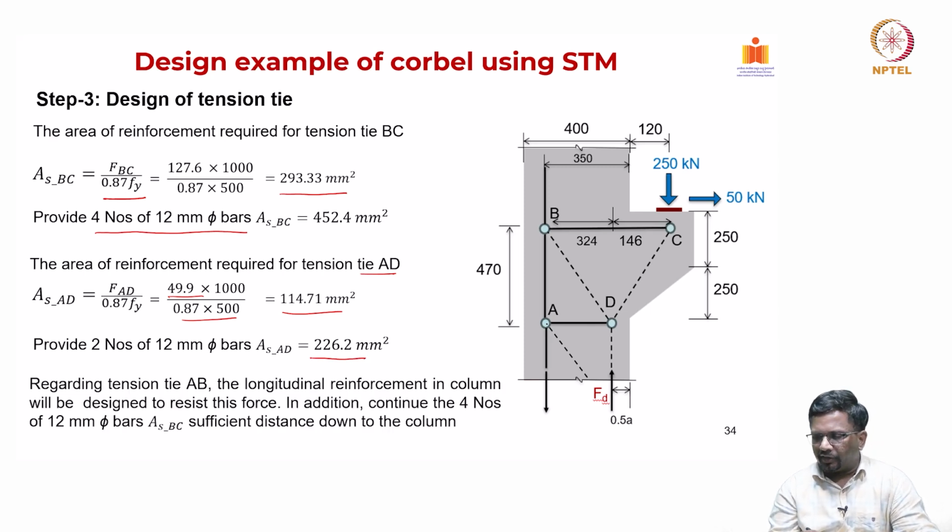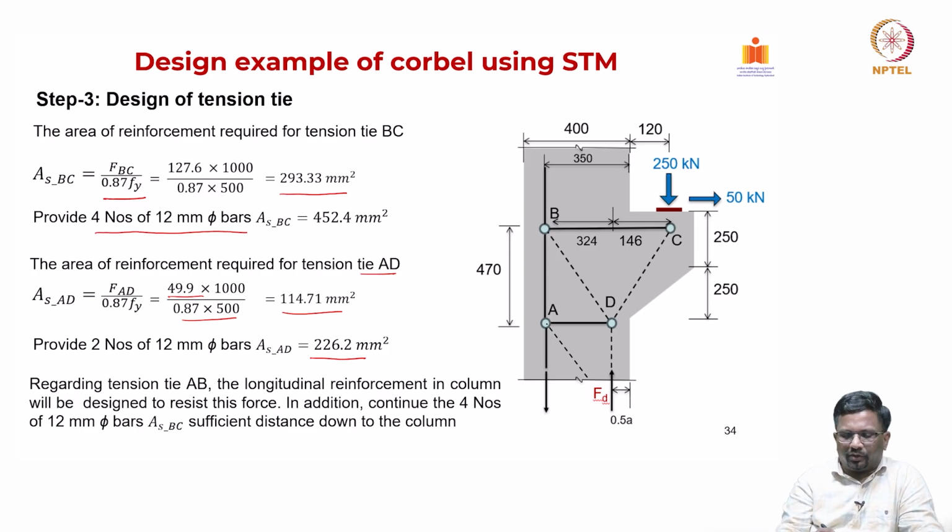So, regarding the tension tie AB, this is very important because this is a part of a column, right. So, a column member will be subjected to compression as well as bending, right. So, the reinforcement requirement for a column will be governed mostly by the bending moment that is acting on the cross section. So, we have to see the tension tie, whatever the AB that we have, we need to provide in addition to what you have for the design of a column member, right.